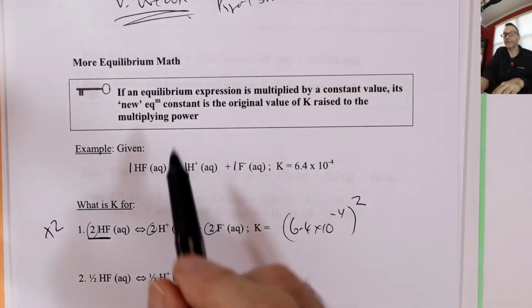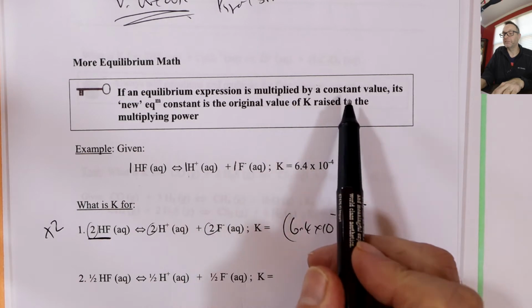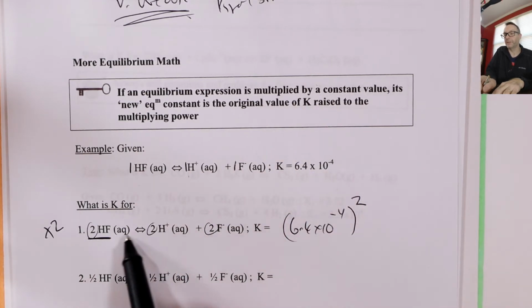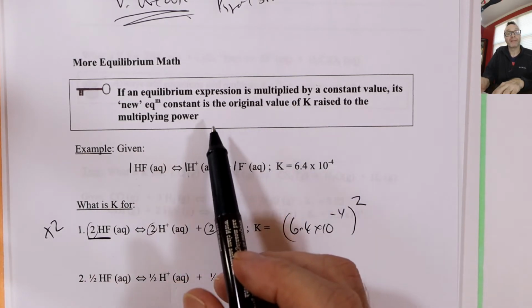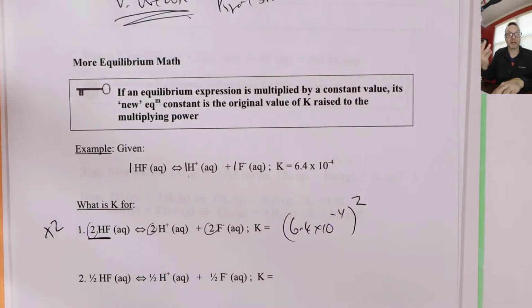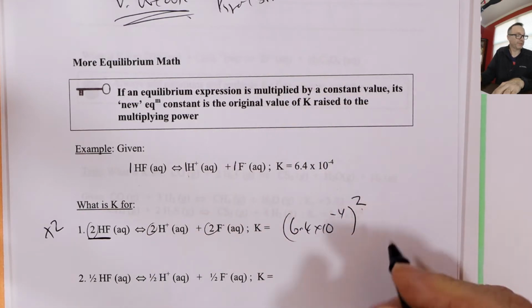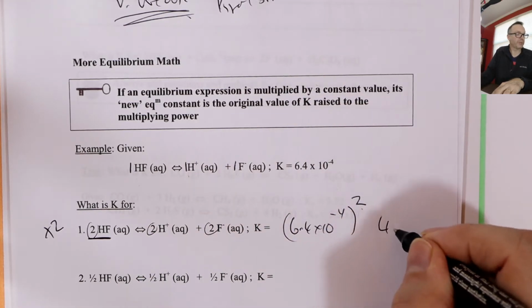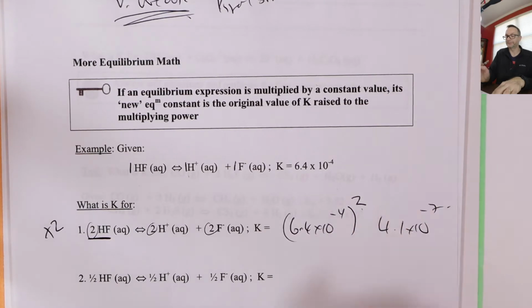Okay, got it. So if an equilibrium expression is multiplied through by a constant value, say 2, the K value is raised to that power, in this case 2, which equals, let me get this right, 4.1 times 10 to the minus 7.